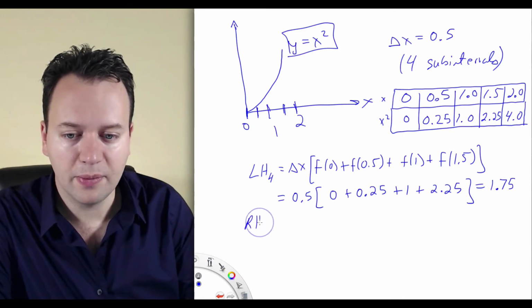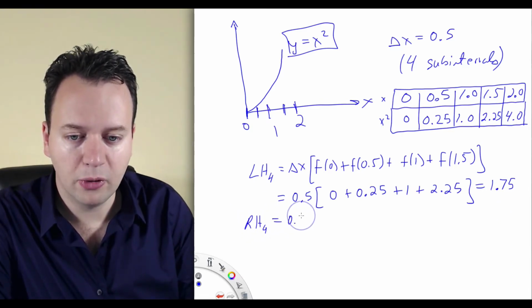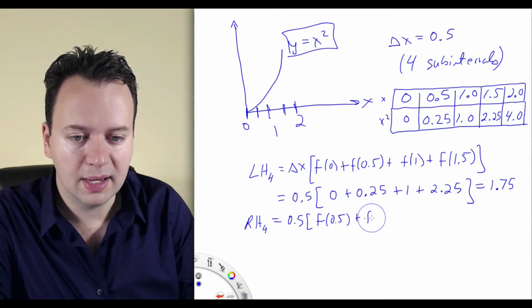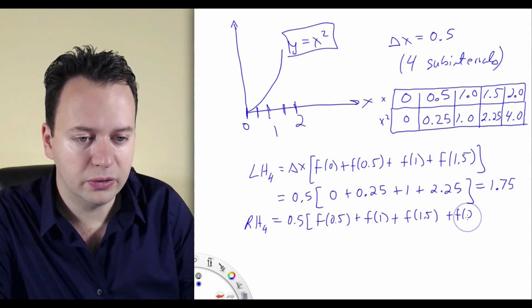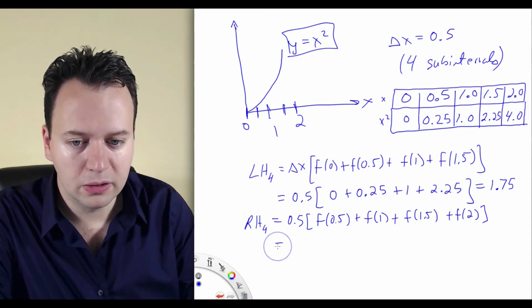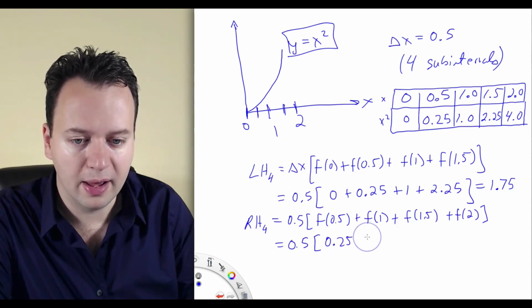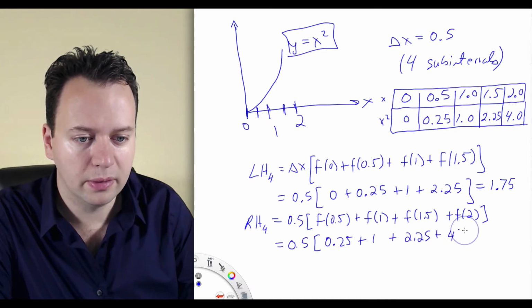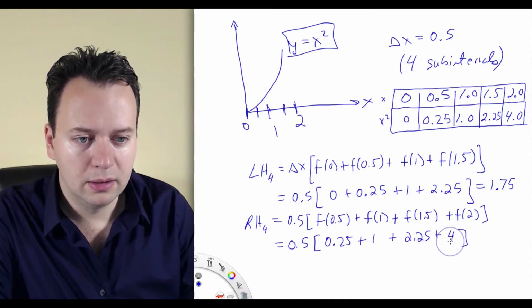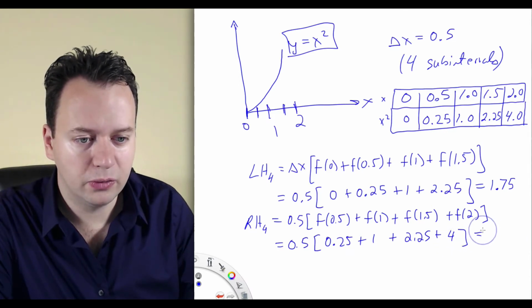The right-hand Riemann sum is 0.5 times f of 0.5 plus f of 1 plus f of 1.5 plus f of 2. So that's 1/2 times 0.25 plus 1 plus 2.25 plus 4. So that all becomes 3.75.